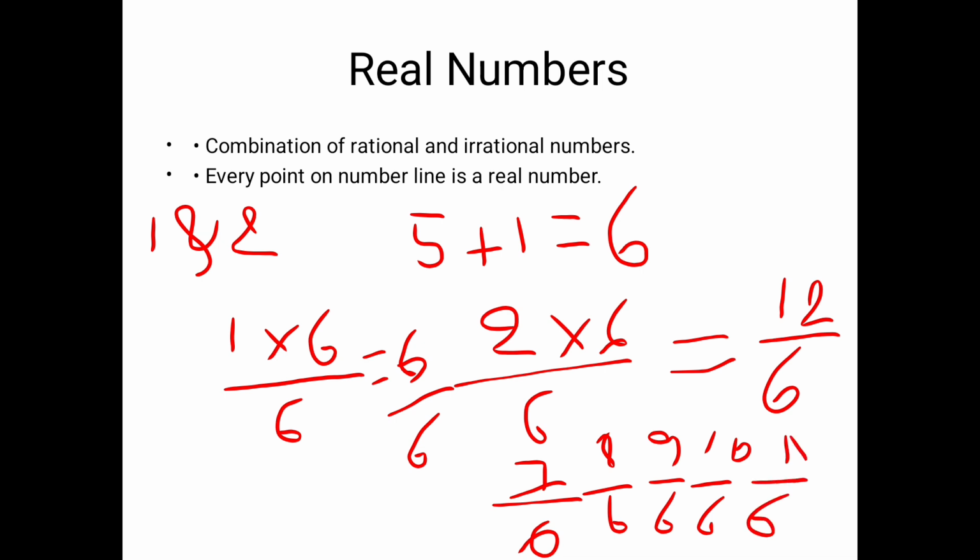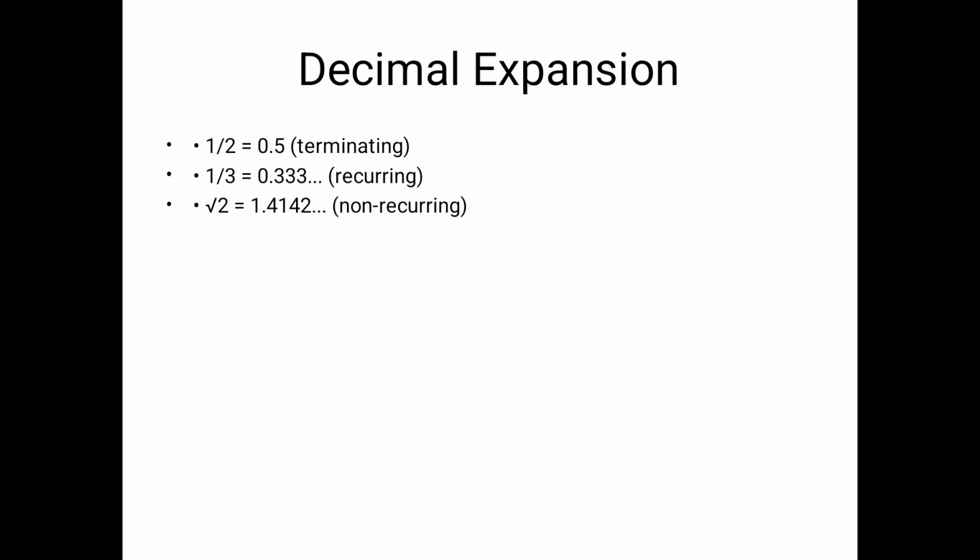So this is another method where we will make the denominator same by multiplying and dividing by a number. That number is how many rational numbers we want, plus 1. Hope this point is clear. Next we will move on to decimal expansion. This method is going to help us to identify rational numbers and irrational numbers.